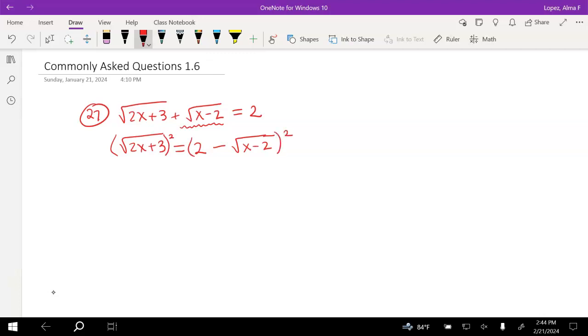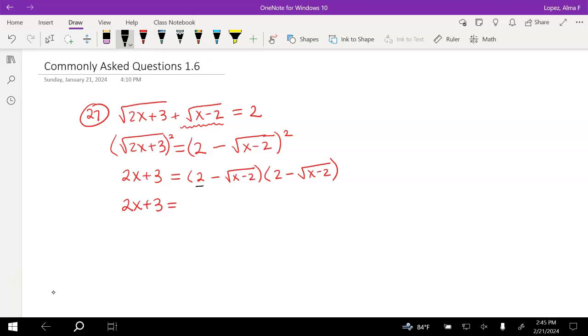On the left, the square root and the square cancel each other out, so we get x plus 3 equals. On the other side, that binomial squared means that we have 2 of them. So we're going to expand it out so we can see both of them, and then do our FOIL process. We have 2x plus 3 equals. Now let's do our FOIL process.